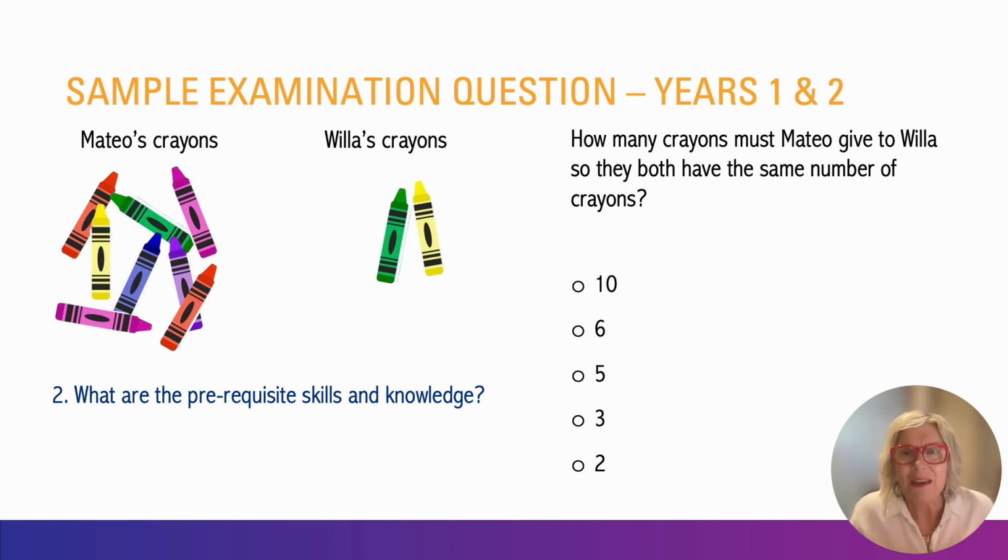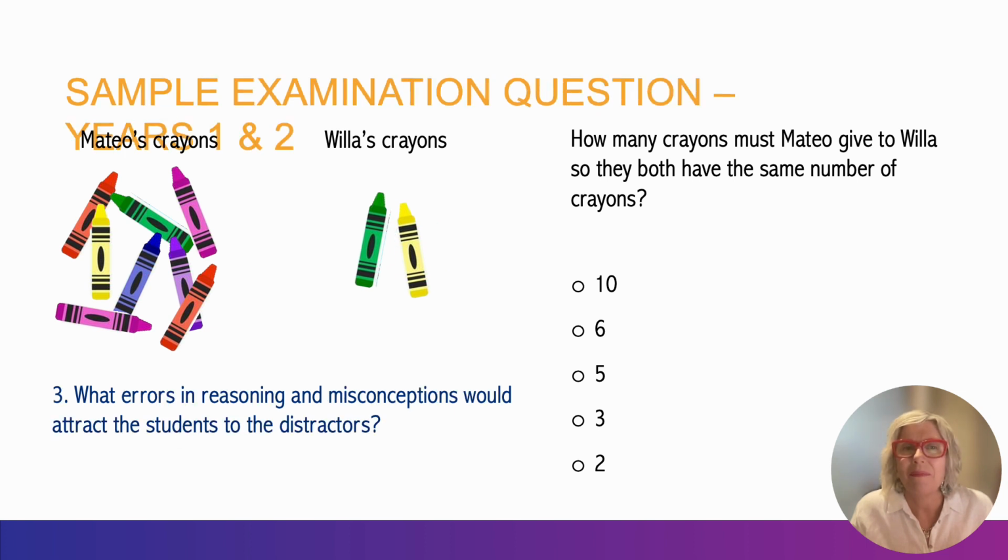Question 2. What are the prerequisite skills and the knowledge? Well, the main prereq for this question is simply one-to-one correspondence. Now, let's consider each distractor in the multiple choice. Now, I will apply the Newman error analysis to code the errors.